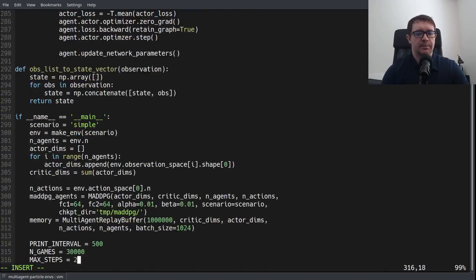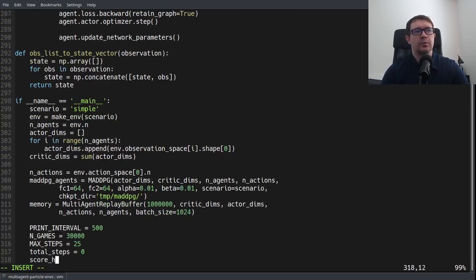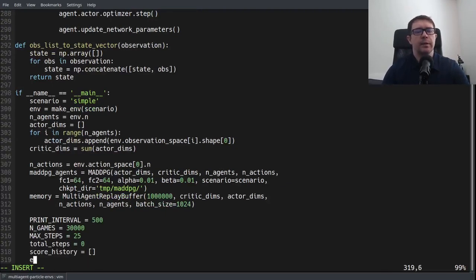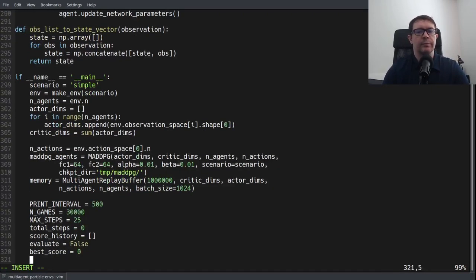Max steps, this is because the environment doesn't terminate when it reaches a terminal state, because there isn't one. So we have to set a max steps for ourselves. Total steps, 0. Score history. I don't think we actually need... No, we do need total steps. I take it back. Evaluate, whether or not we want to evaluate the performance of our agent. And a best score of 0.